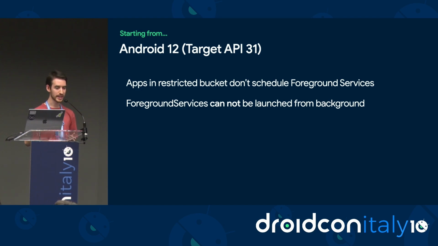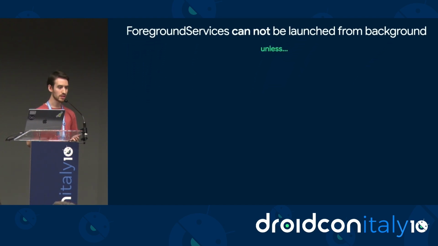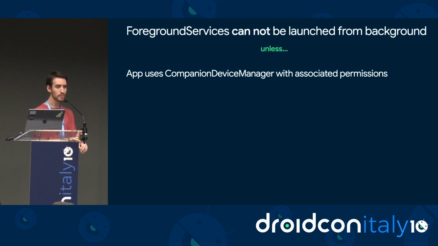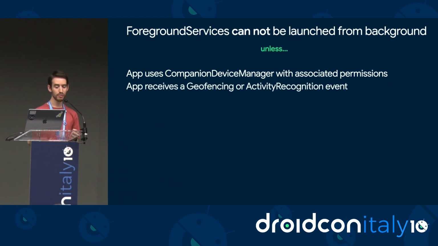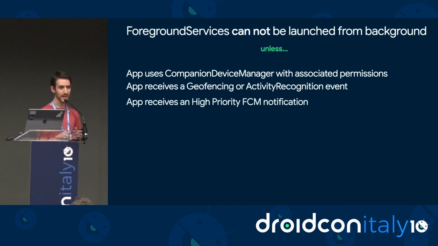But for this, we also have some exceptions. The exceptions are, as in our case, if you're working with a wearable, for example, and you're using Companion Device Manager, then if a link is established with a Bluetooth device, you can start the foreground service from background, because maybe you have to sync data or manage the status of the link. Also, you can do it if you're receiving a geofencing event or activity recognition event. For example, you are recognizing that the user is biking, and in that case, start tracking their location.